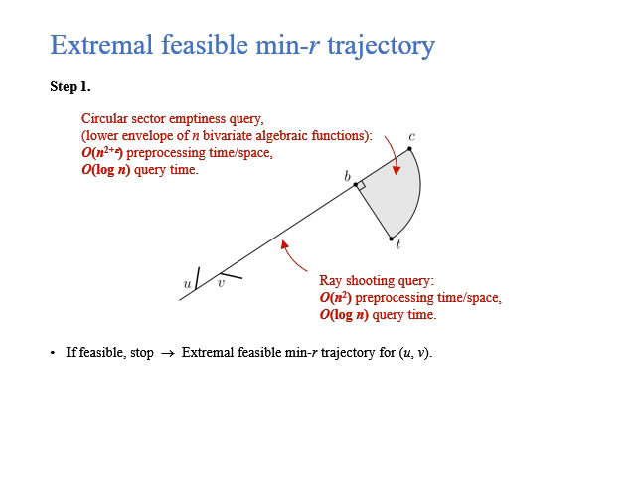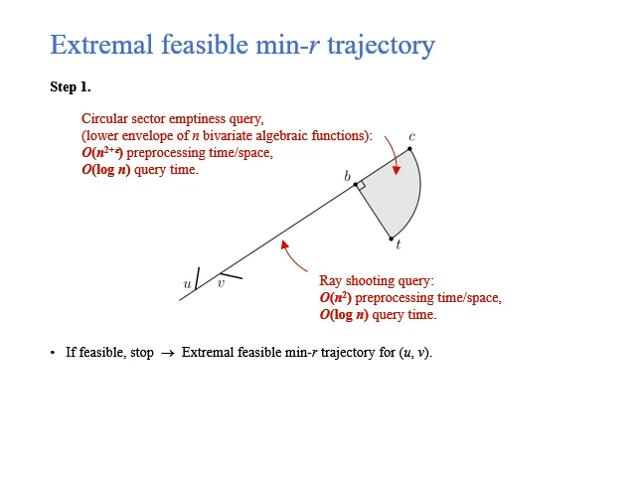In step 1, we check to see if this trajectory is feasible. Again, just like before, we do a ray shooting query and a circular sector emptiness query for that. And briefly, for answering the circular sector emptiness query, we constructed a data structure that is based on the lower envelope of n bivariate functions.